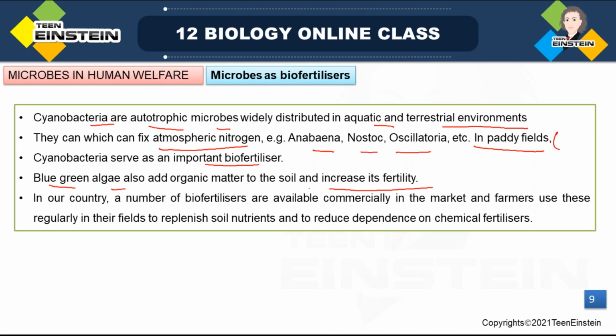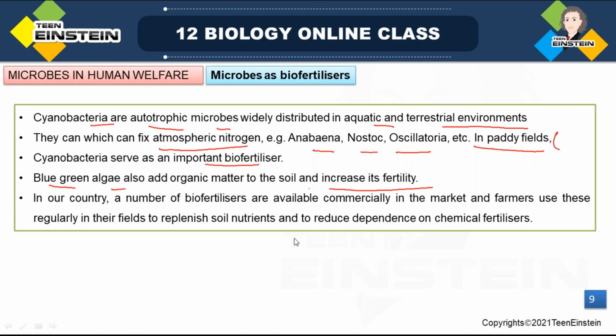In our country many biofertilizers are available in the market, so we are encouraging farmers to use them. Why are we encouraging this? We need to reduce the usage of chemical fertilizers because they indirectly affect health as well as other organisms. They kill other organisms and spoil the ecosystem. The balance of the ecosystem is spoiled by chemical fertilizers. That is why we encourage farmers to use biofertilizers.